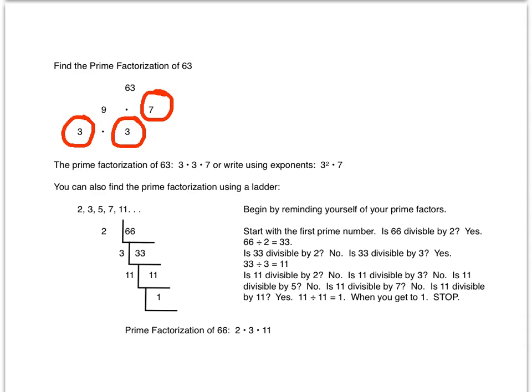Is 33 divisible by 2? No. Is 33 divisible by 3? Yes. So 33 divided by 3 is 11. Is 11 divisible by 2? No, it isn't. Is it divisible by 3?